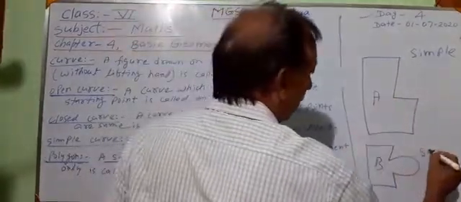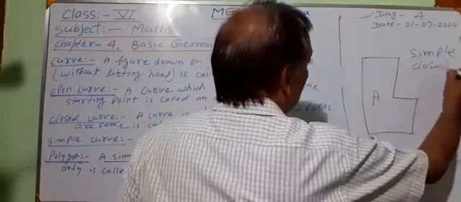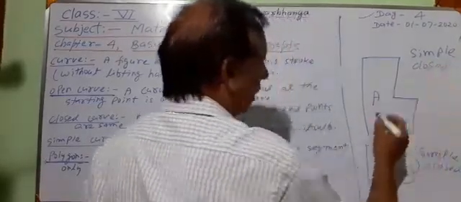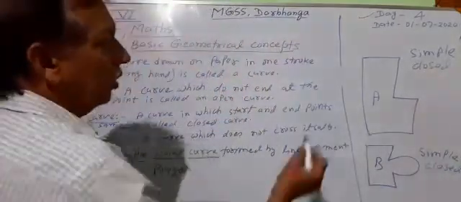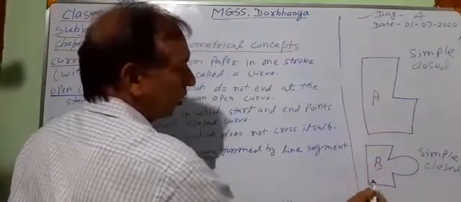This is also simple. Both are simple. This is also closed and this is also closed. Simple, closed. Both are curves. Why is it a curve? Because we have drawn it in one stroke, without lifting the hand.